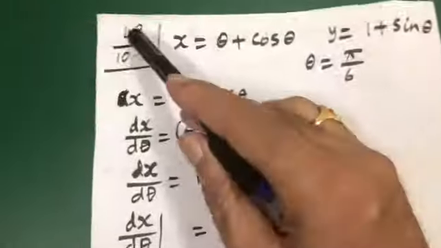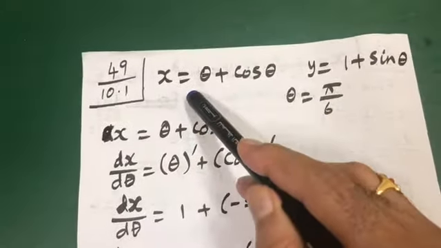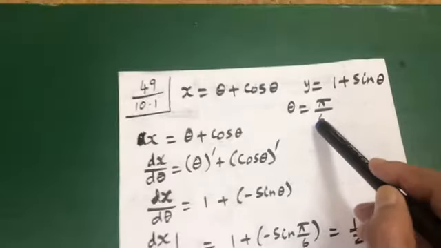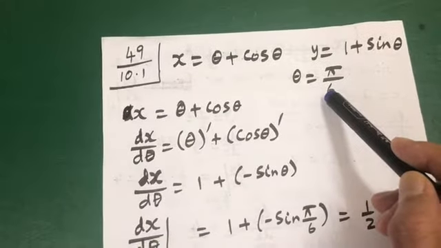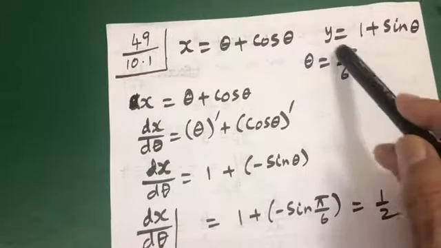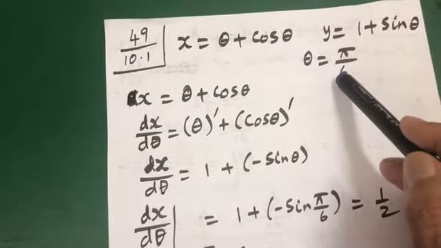Again, problem 10.1. X equal to theta plus cos theta, y equal to 1 plus sin theta, theta is equal to pi over 6. Find the derivative. What is the problem? Find the slope, find the derivative and put the value of theta. Pi over 6 means 30 degrees.